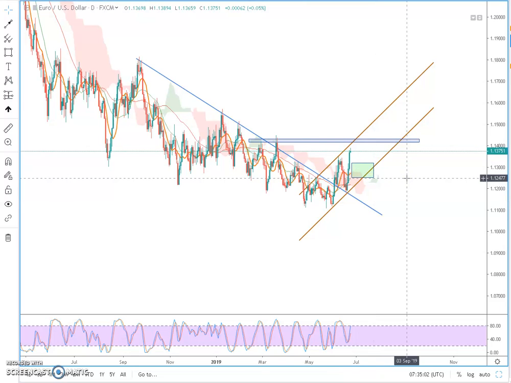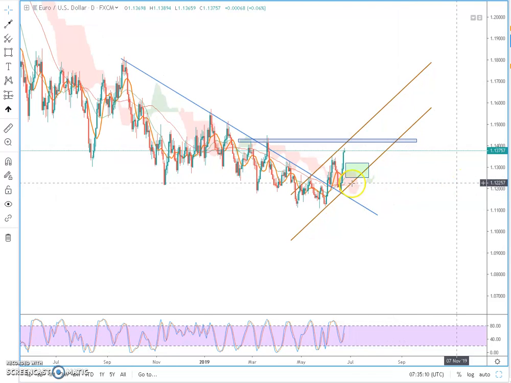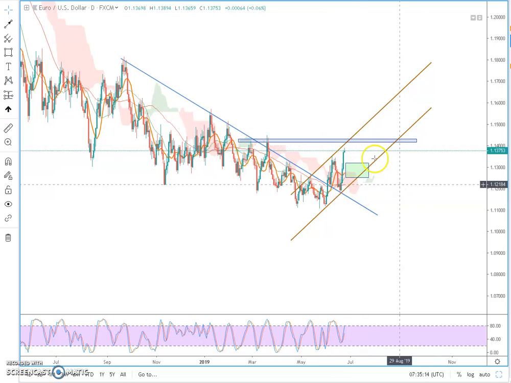So currently, it being Monday, pairs still have to decide what they want to do. So we are waiting to see the retracement or the price to move higher to short.